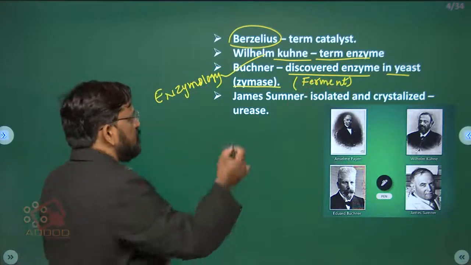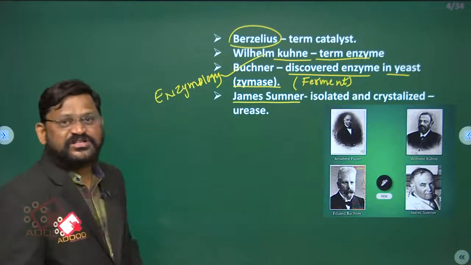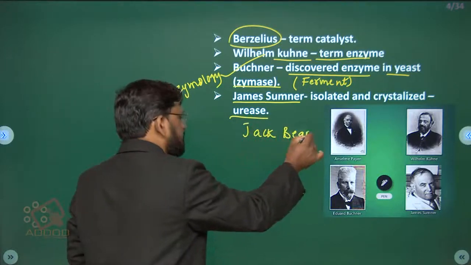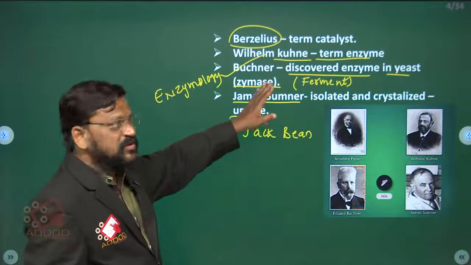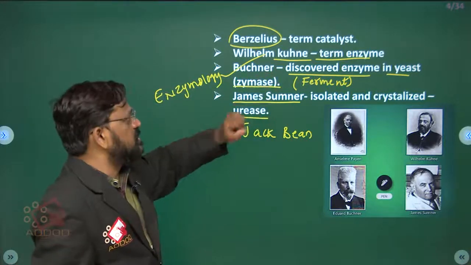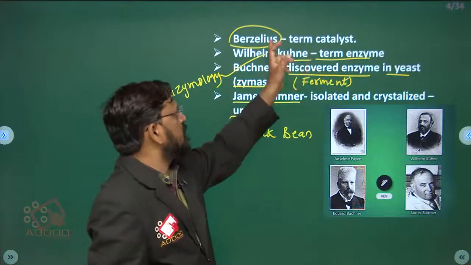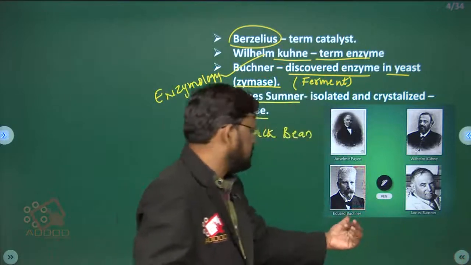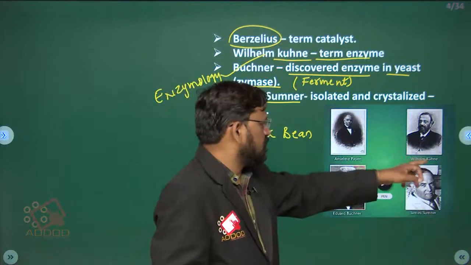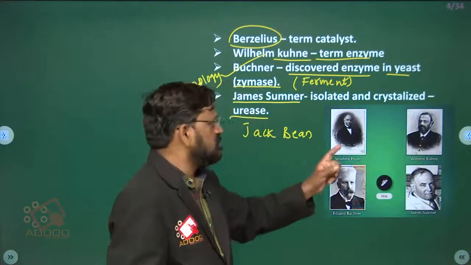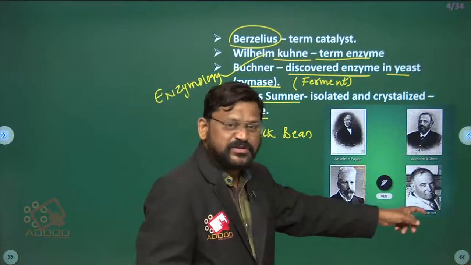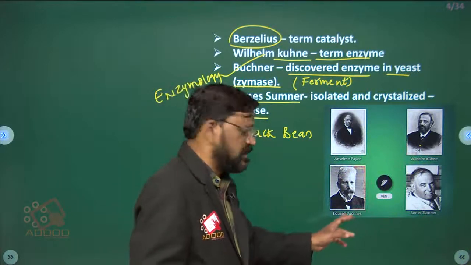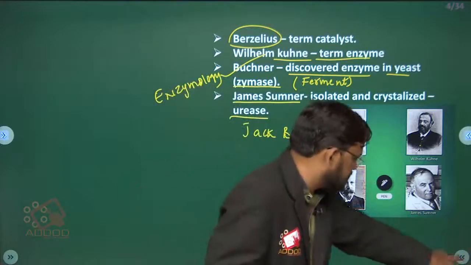Next, a person called James Sumner isolated and crystallized another enzyme called urease from jack bean seeds. The person who should be called the father of enzymology is Buchner. The term enzyme was coined by Kuhn, the term catalyst was coined by Berzelius, and the enzyme urease was discovered by James Sumner. Buchner is the father of enzymology, and Sumner discovered urease.